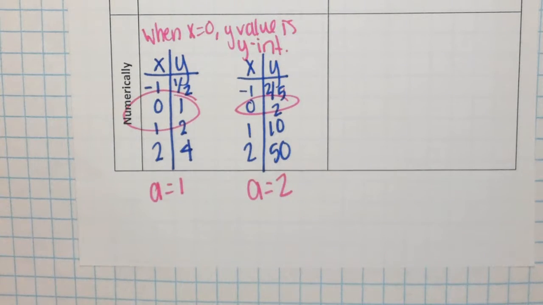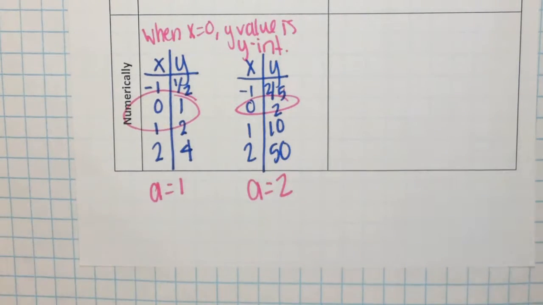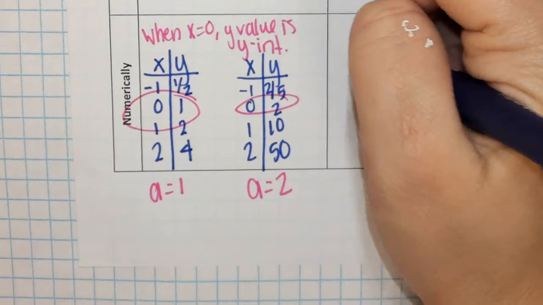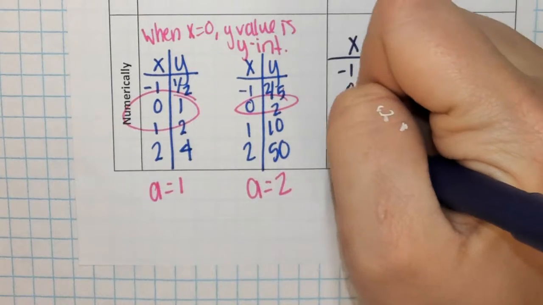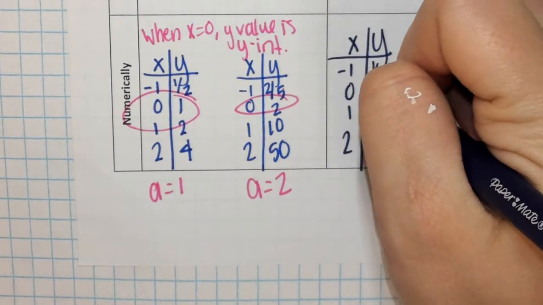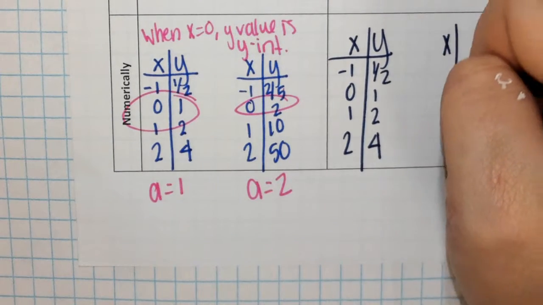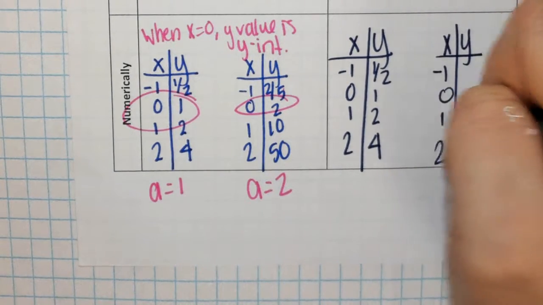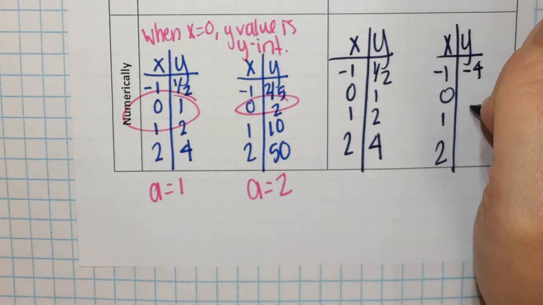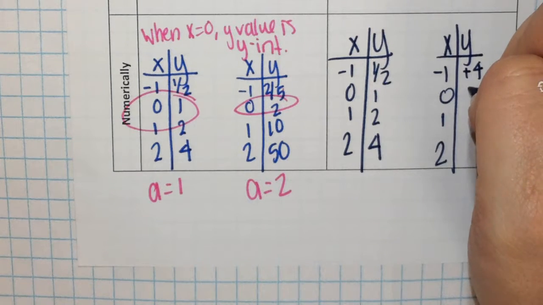Now, let's talk about how we find the base from a t-table. Does anybody need a moment? Cool, let's do this. We're almost through. So if I give you a t-table and I say, please find the base of this exponential function, you have to figure out how the t-table is increasing or decreasing. Should be positive 4, not negative 4.